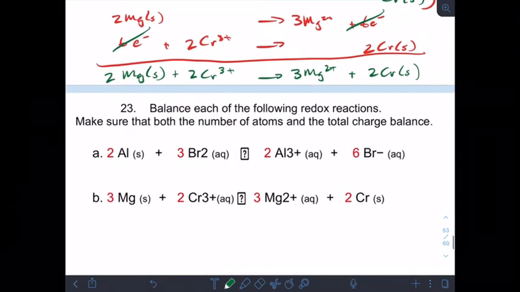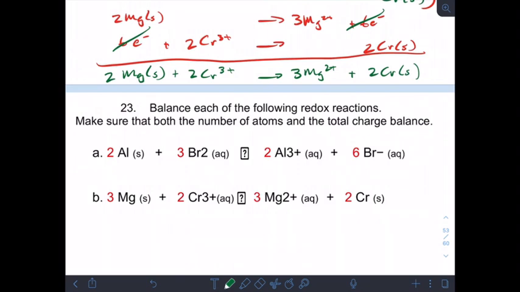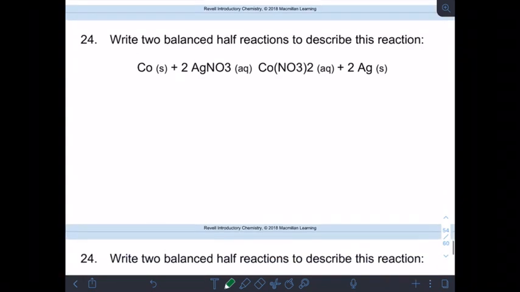So let's see how we did. All right, let's write two balanced half reactions to describe this reaction. Always when we're dealing with half reactions, we need to assign oxidation numbers. That's step one.